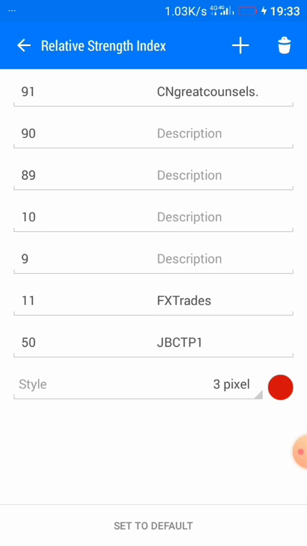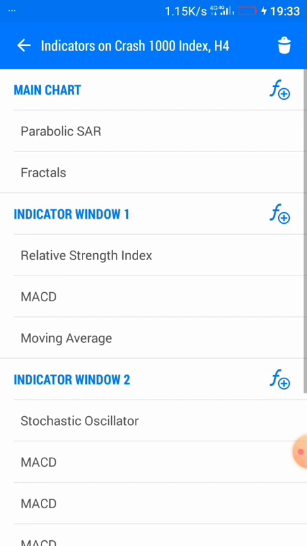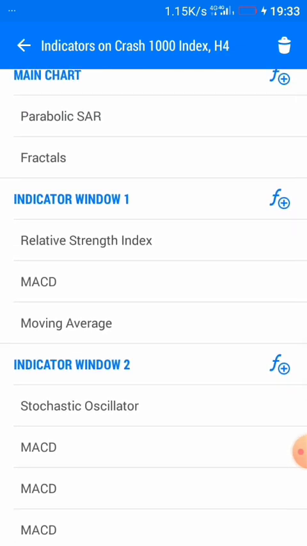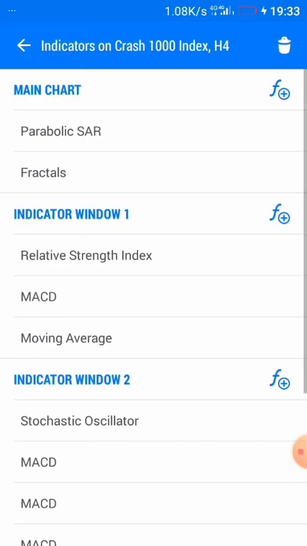the 50 level, where you have JBCTP1, that is joint boom and crash take profit 1. I will show you the take profit 2 when I give you the condition for you to trade using this strategy. Okay, that's for the relative strength index. Then the second indicator we have on indicator window 1 is the MACD, and these are the parameters. You can take a screenshot of it. These are the parameters for the MACD on first indicator window.